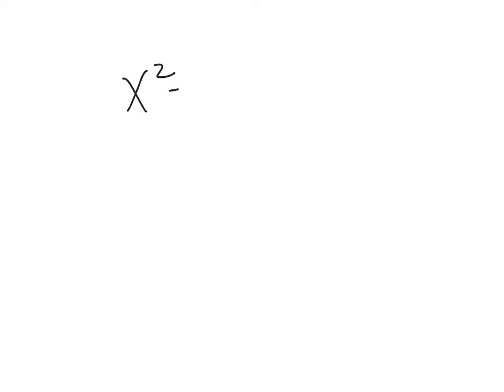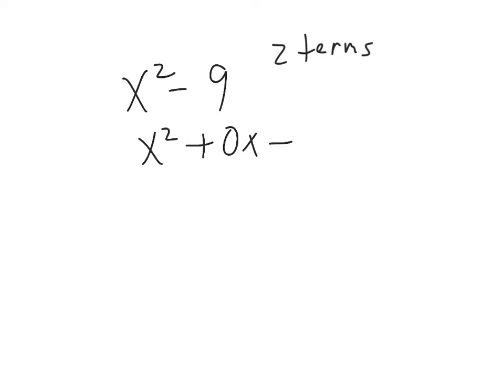All right, x squared minus 9. If you look, it's not a trinomial. It's only a binomial. It only has two terms versus 3. But we can rewrite this so that we have three terms. We're going to rewrite it, because there are no x's, I'm going to put 0x in there. Now I have a trinomial.